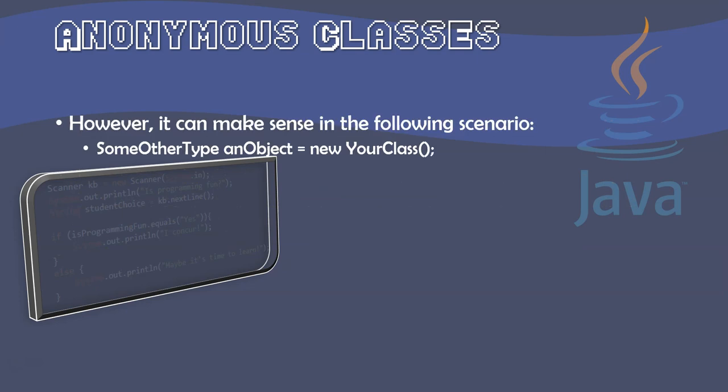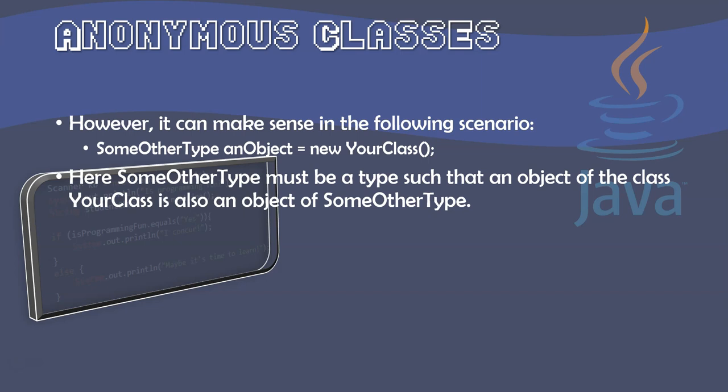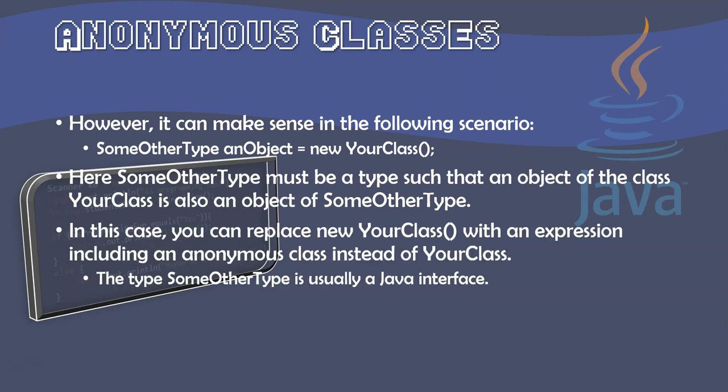However, it can make sense in this scenario. SomeOtherType anObject equals new YourClass. You'll notice that they are two different types here. Here, SomeOtherType must be a type such that an object of the class YourClass is also an object of SomeOtherType. In this case, you could technically replace new YourClass with an expression including an anonymous class instead of YourClass. The type SomeOtherType, in this case, will typically be a Java interface.